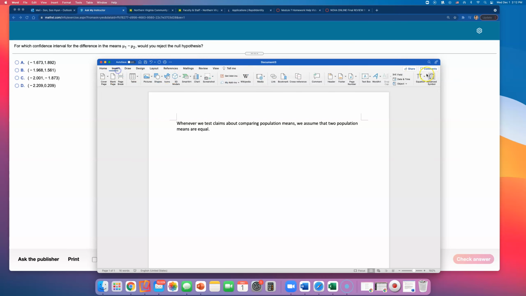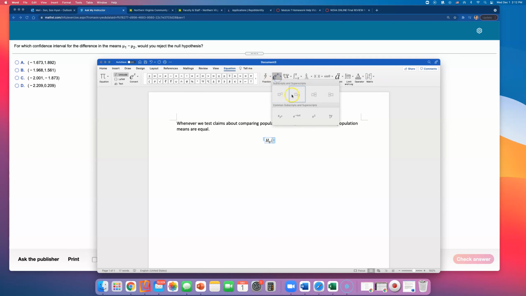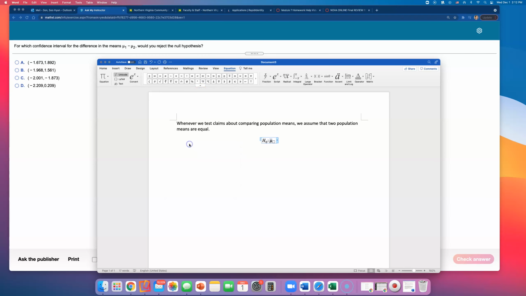If I write the null hypothesis using those notations, H naught assumes that mu1, let me type these Greek symbols for you. Mu1, where are you? The population mean from the first population is equal to mu2. Hold on, I need to make this mu2.